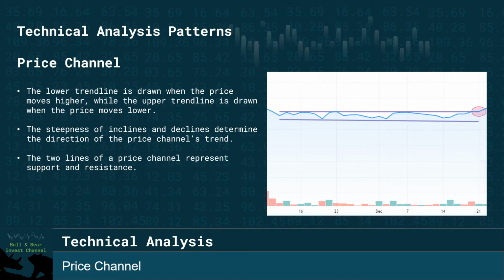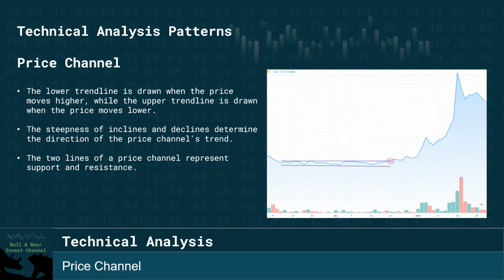As you can see in the example, we have quite a clear price channel. Let's take a look at what can happen when the price breaks out of this price channel. As you can see, a breakout can be an incredibly profitable scenario.